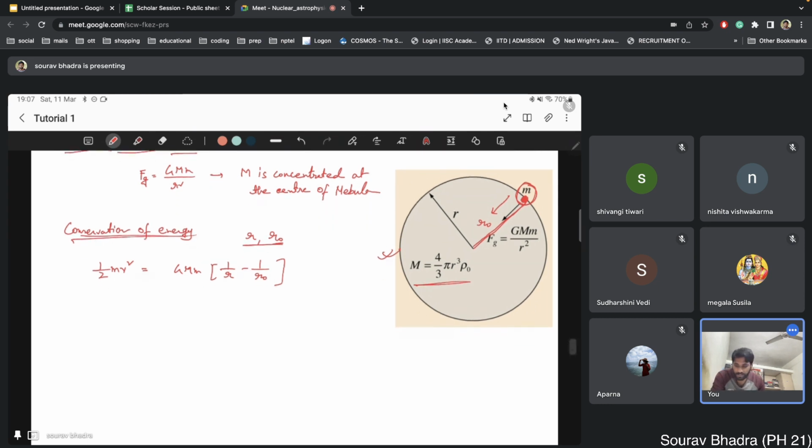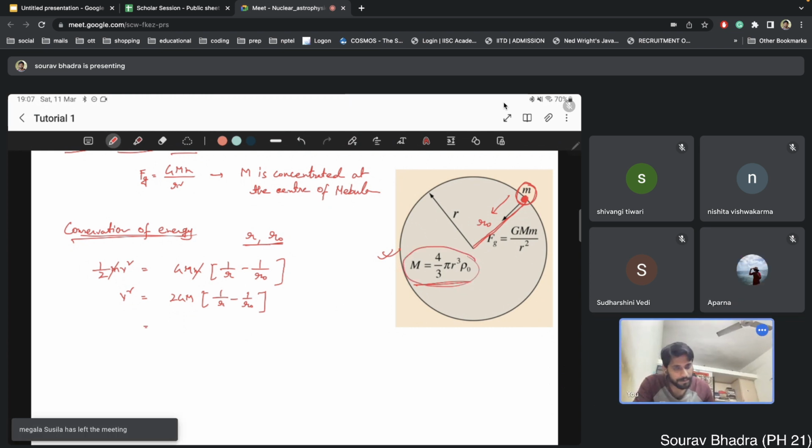So v square equals, you can see there is no effect of the small m here, only the capital M, the mass of the nebula, is important. So 1 by r minus r0. Now if you substitute M as 4/3 pi r cube rho 0, so 2G times 4/3 pi r0 cube rho.